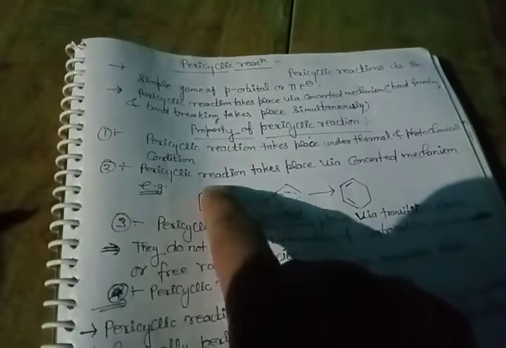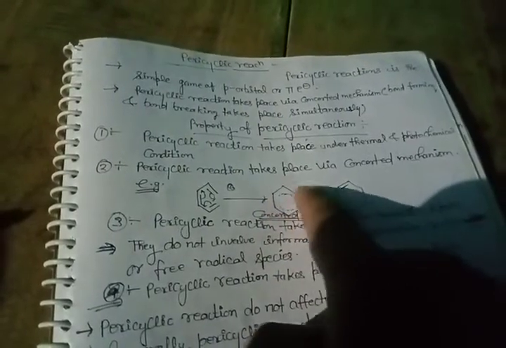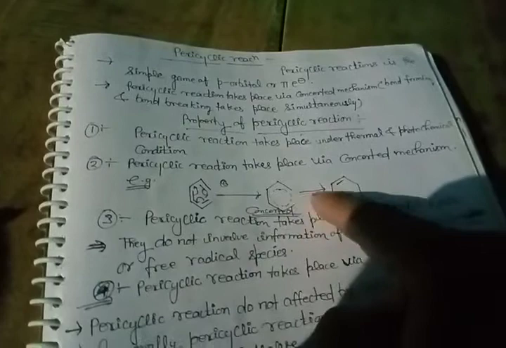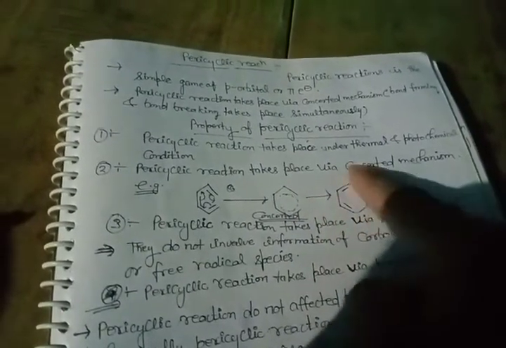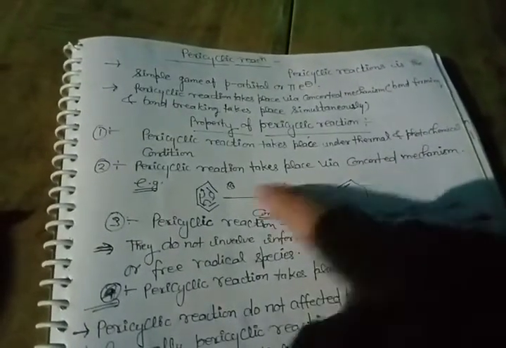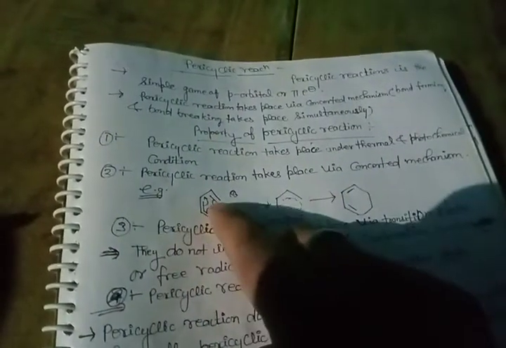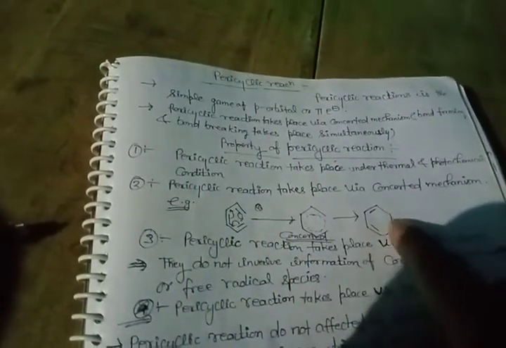You can see here, this bond goes here, this bond goes here, and this bond goes here. A short transition state, it means a concerted process exists, and after that this whole compound forms. It means this bond breaks to form this bond, and this bond breaks to form this bond, and this bond breaks to form this bond.